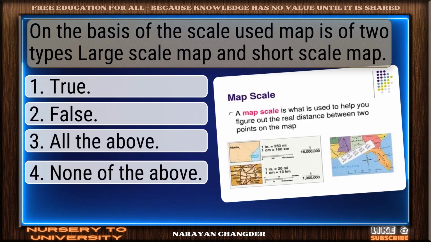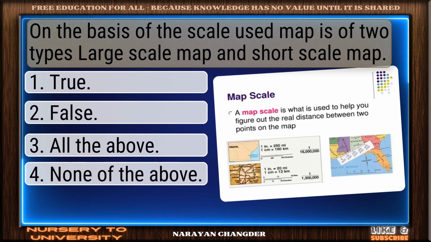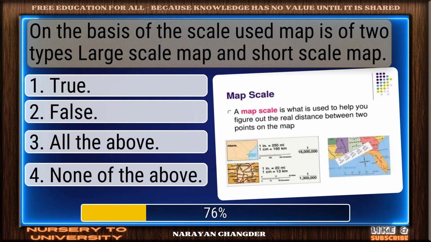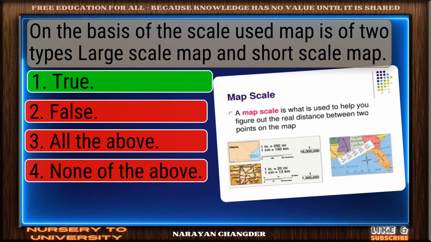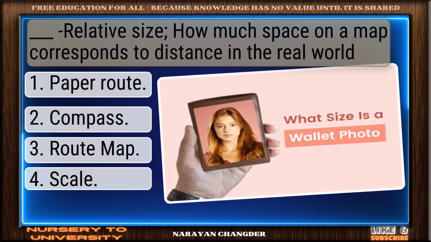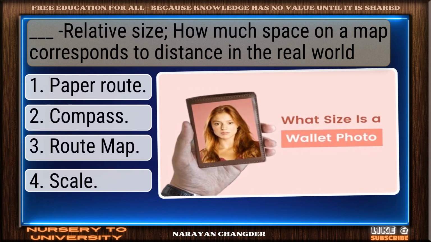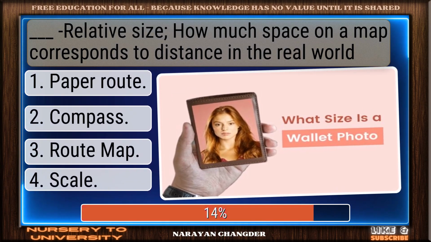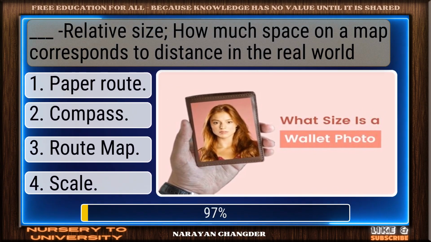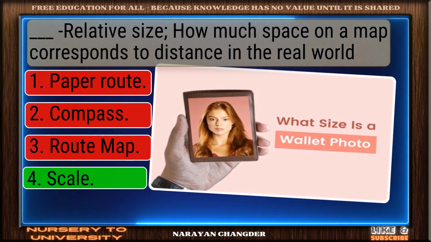On the basis of the scale used, a map is of two types: large scale map and small scale map. Smart pick. True is the correct choice. Relative size. How much space on a map corresponds to distance in the real world? Great job. Scale is the accurate answer.